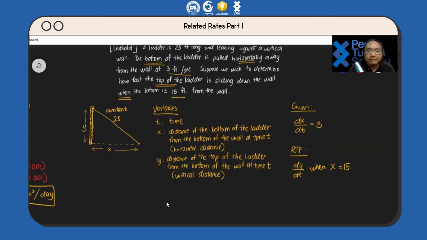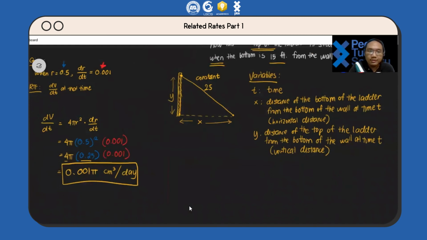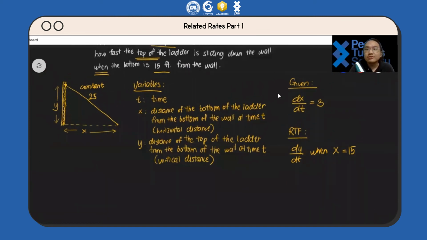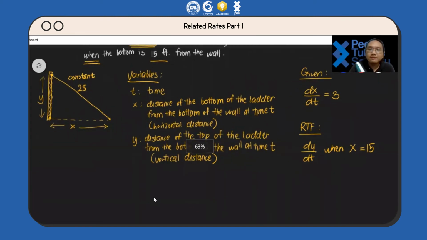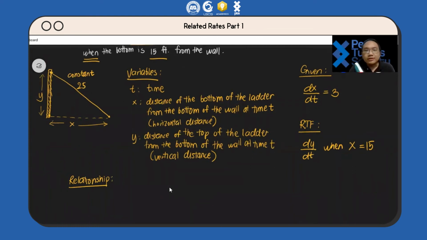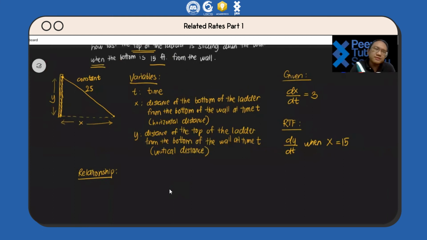And now, as we did a while ago in our earlier problem, variables given, the next one would be the relationship. How are we going to relate these variables together? Let's go for the relationship. Alright, this figure over here is very suspicious. It looks like a right triangle. It is a right triangle. So the very famous theorem with respect to right triangles is the Pythagorean theorem. So x squared plus y squared is equal to 25 squared. Leg squared plus leg squared is equal to the square of the hypotenuse.